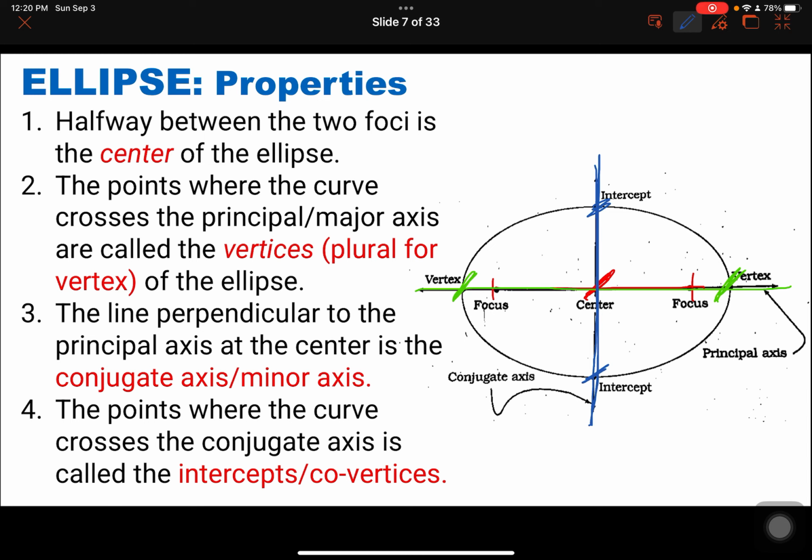Okay? So, I use different terms because different books use different references, so that you can recall and be familiarized with the terms they use. Aside from that, let's move on.